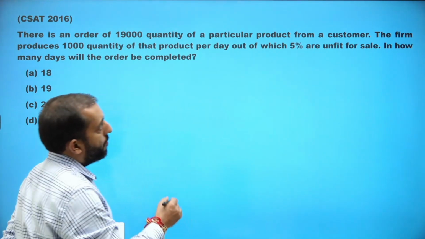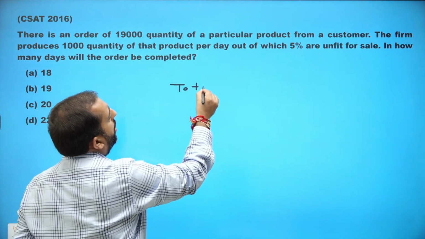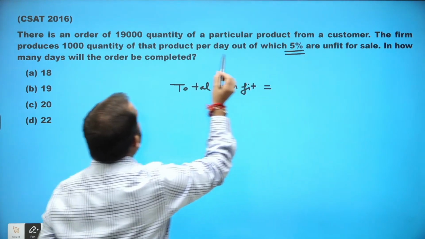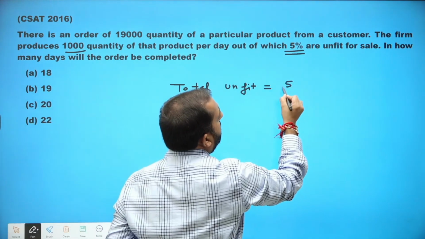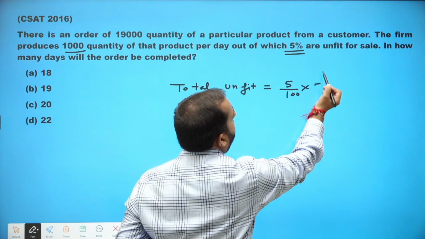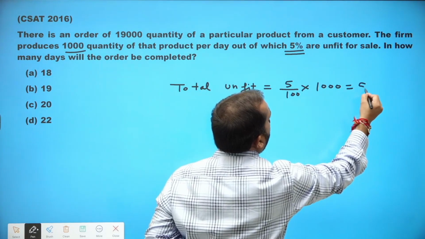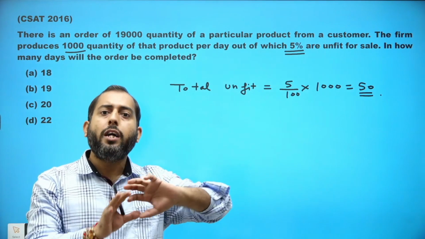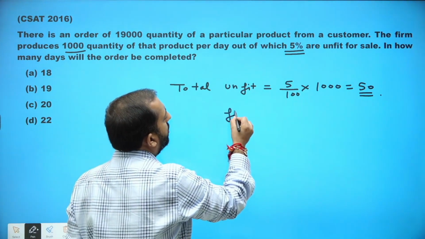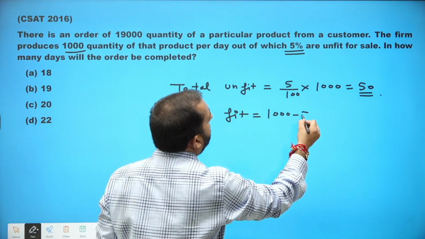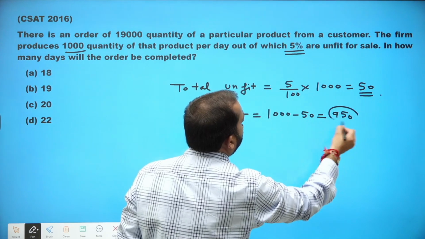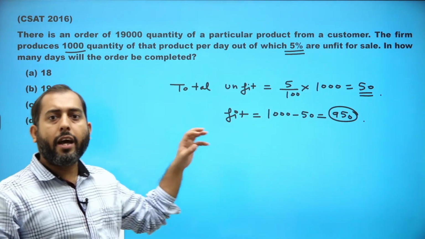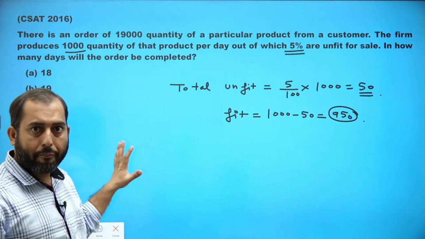So total unfit should be 5% of 1,000, meaning 5 upon 100 into 1,000, which comes out to be equal to 50. So out of 1,000, 50 are unfit. So fit product should be 1,000 minus 50, which is 950. So the person is capable of producing 950 fit product every day.